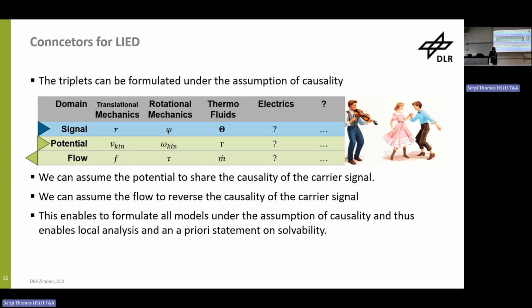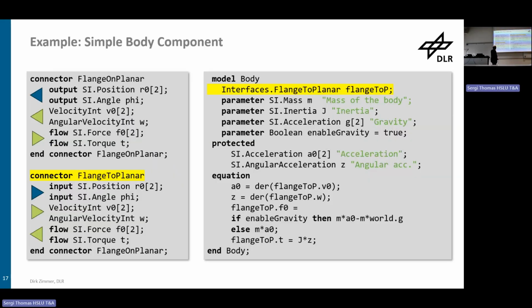And then basically you have components with completely causal connectors, and then it's pretty clear that you can generate code for them. And here, to show practical examples, this is for a planar mechanical library model. You see here, this is the carrier signal, then followed by the potential, and followed by the flow. And you see always the reversal that can be taken. So you can then very naturally model a body component that looks nice.